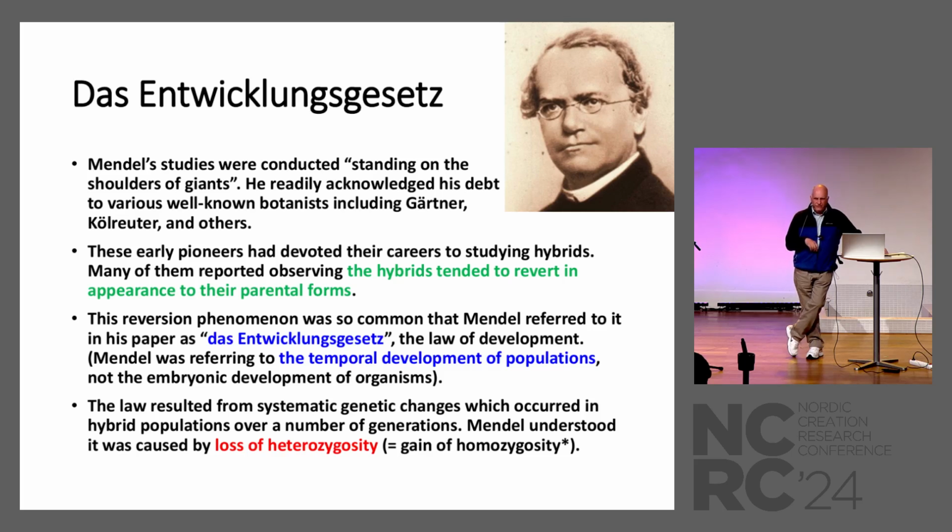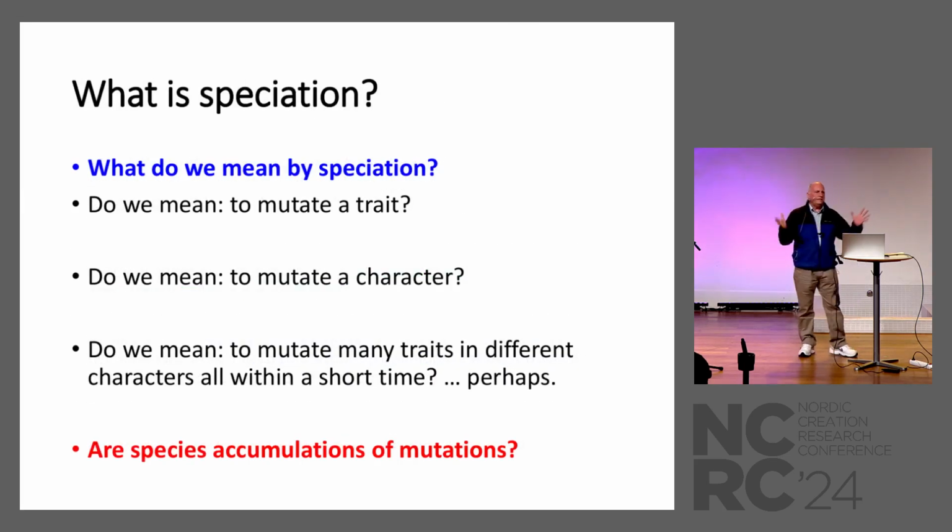Of course, by that he was referring to the temporal development of populations. He wasn't talking about embryonic development. The law resulted from systematic genetic changes which occurred in hybrid populations over a number of generations. And Mendel understood, and I'll talk a little bit about this later too, that it was caused by loss of heterozygosity. Now when we talk about loss of heterozygosity, we mean in the same breath, without saying it, gain of homozygosity. It's not as though we don't have anything then. The heterozygosity is replaced by homozygosity. So what is speciation? Do we mean to mutate a trait?